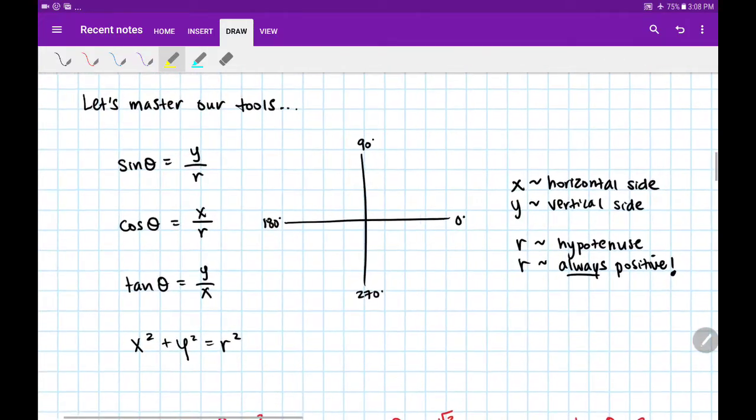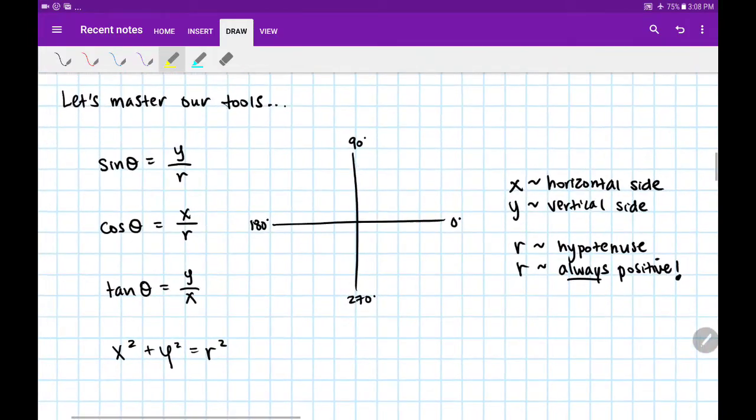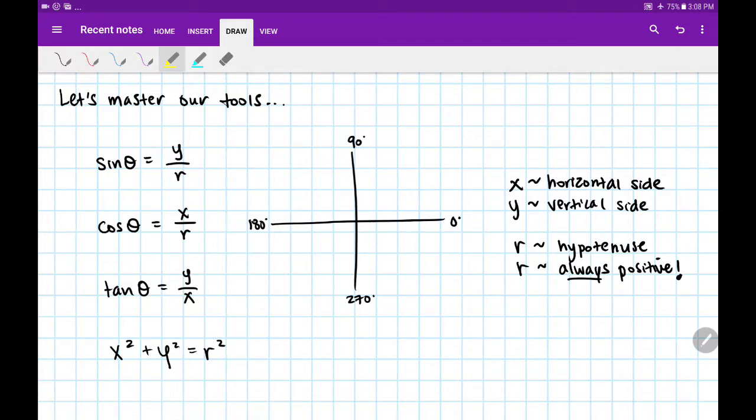Okay, first of all, we're going to master our tools, as I like to call it. These are our formulas and our definitions, without which every problem is going to be incredibly difficult. But if we know these and we commit them to memory, or at least have them in front of us as our notes, then each problem will go very, very quickly and we'll be much happier.